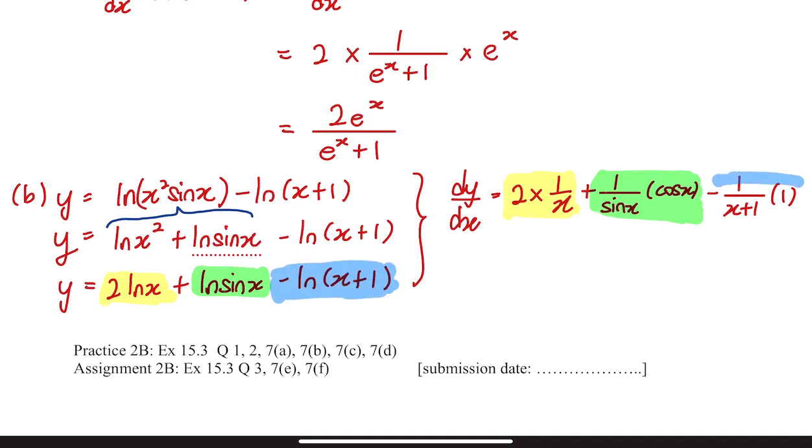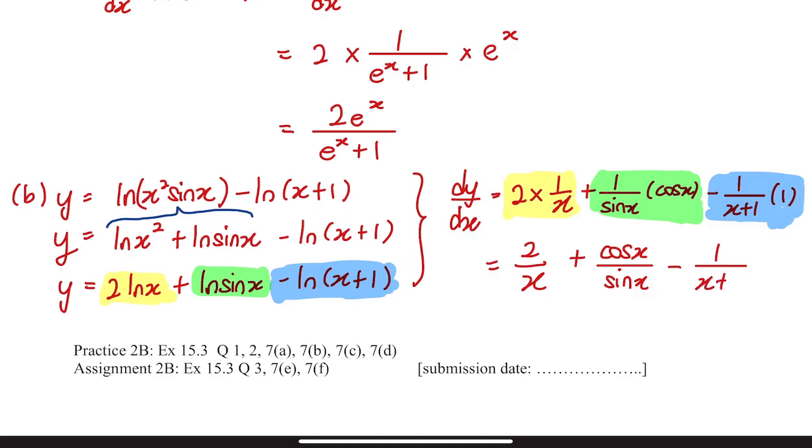Then this blue part here will give me these terms here. So therefore we simplify my terms from here. I will get 2 over x plus cosine x over sine x, then minus 1 over x plus 1. And if you want to, you can simplify this to become 2 over x plus cosine x over sine x, I hope you remember this is cotangent x. Cotangent x minus 1 over x plus 1.